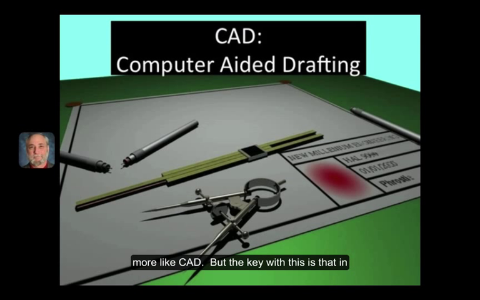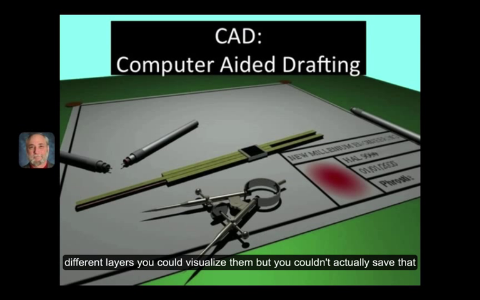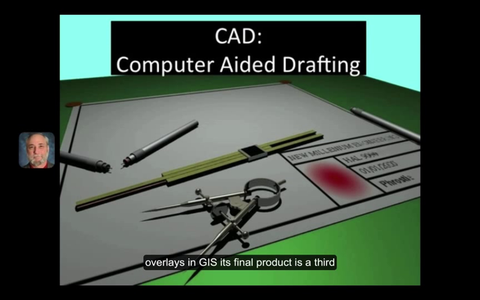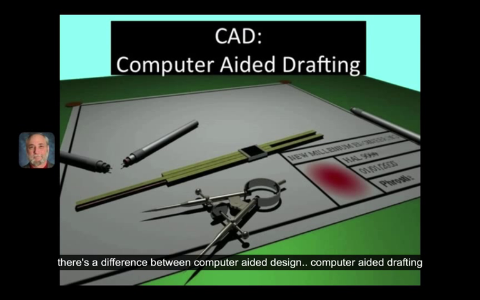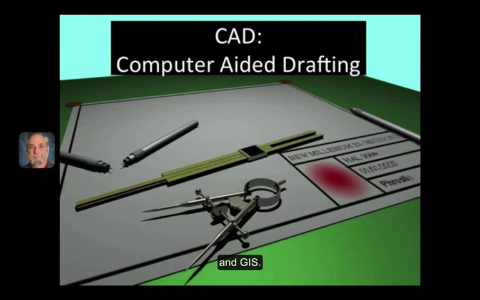But the key with this is that in traditional CAD systems, if you overlaid two different layers, you could visualize them, but you couldn't actually save that as a third layer. And that separates it from GIS. When you do map overlays in GIS, its final product is a third layer that contains components of both of the originals. So there is a difference between computer-aided design, computer-aided drafting, and GIS.